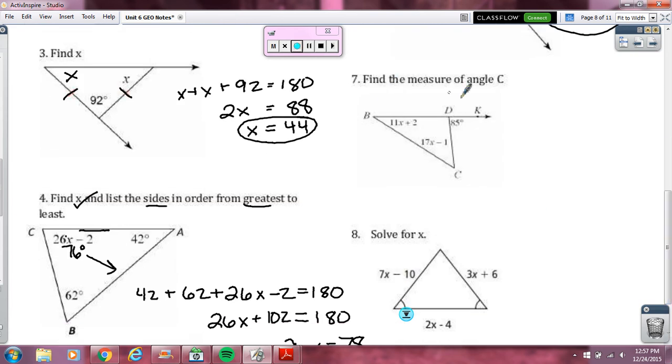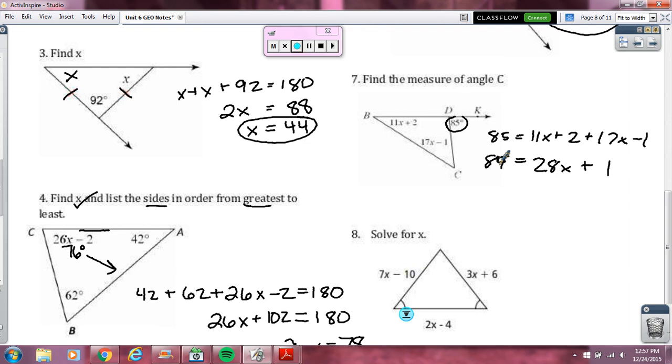Number 7, find the measure of angle C. Okay, so I've got exterior angle theorem going on. I've got this outside guy equal to the sum of the other two remote interior angles. Let's combine some like terms. 11 and 17 is 28 x's. Positive 2 and negative 1 is positive 1.